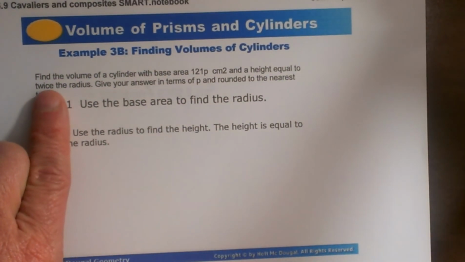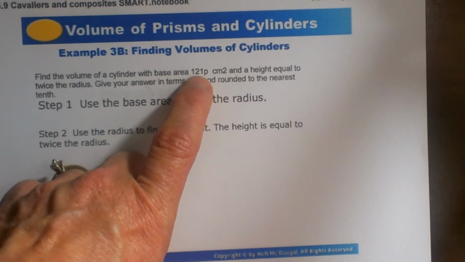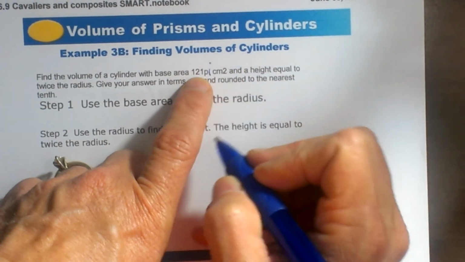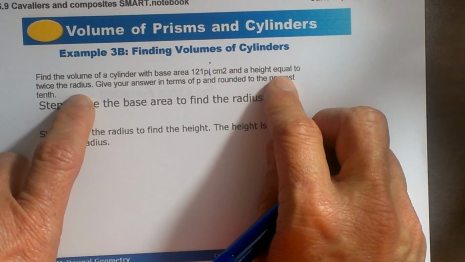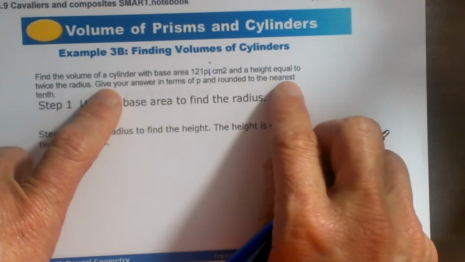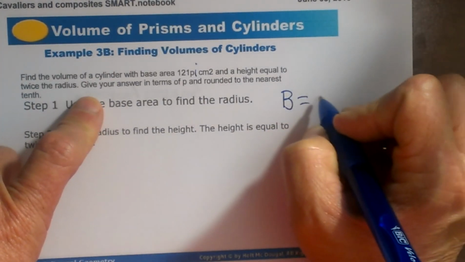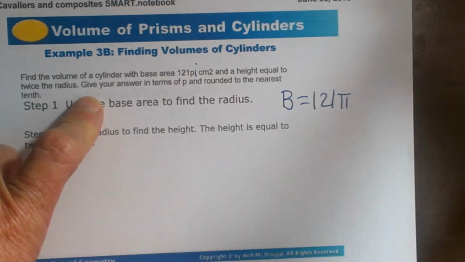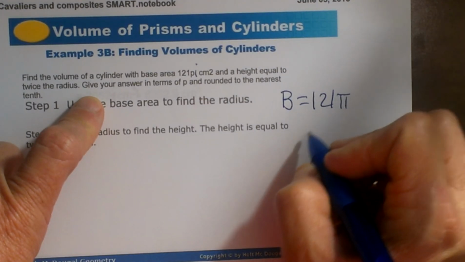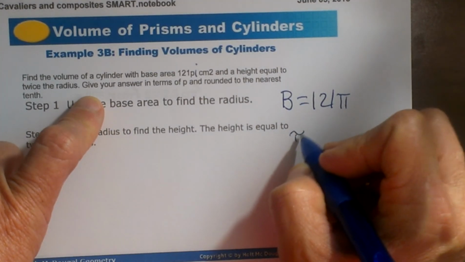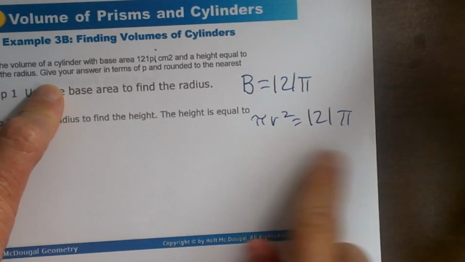Okay, so we're going to do one without a picture. Find the volume of a cylinder that has a base area of 121 pi centimeters squared and a height equal to twice the radius. Find the volume in terms of pi. So if we know the base area is 121 pi, what would be the radius? Well, base area of a circle is pi r squared, and that's equal to 121 pi. So let's solve for r.